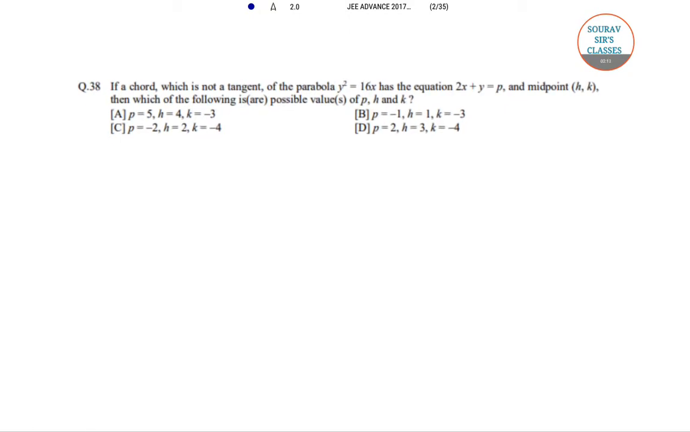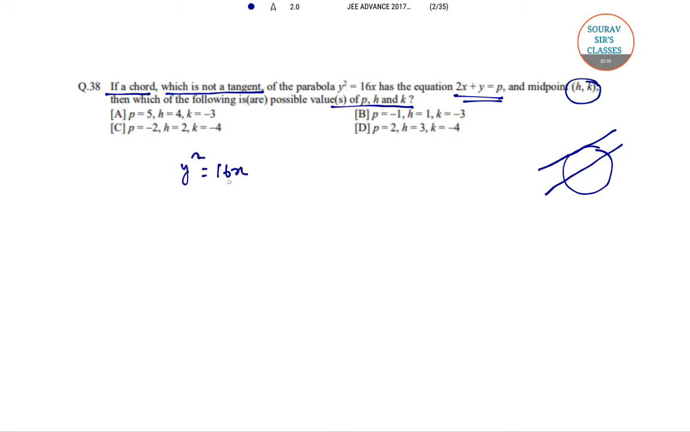If a chord which is not a tangent, so we are talking about a chord and a tangent. Remember that the tangency structural formation is this. This is called the intersection form, and the intersection creates this kind of chord. So a chord which is not a tangent for the parabola y square equal to 16x has the equation 2x plus y equal to p, and the midpoint is also given over here. Then we need to find a possible value structure for p, h and k. Okay, so what we are given: y square equal to 16x, and we are also given 2x plus y equal to p.